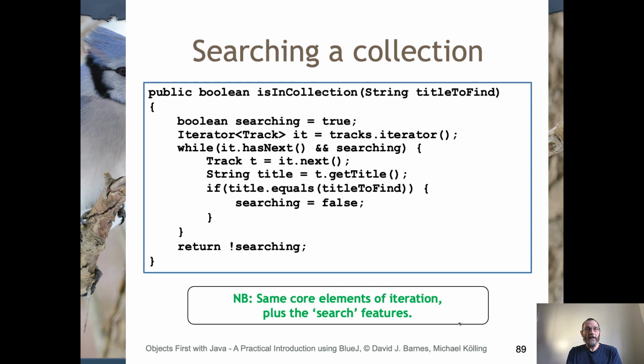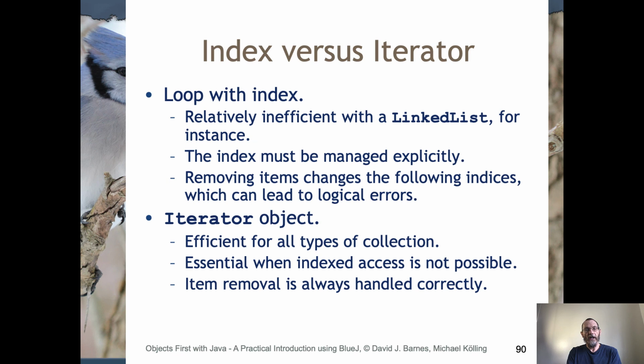So we've now seen several examples that involve either iterating over a collection using an integer index or using an iterator, and we can make some comparisons between the two different ways of doing things. If we consider using a loop with an integer index, for some collection types, including linked list, that will be relatively inefficient. We also have to manage the index explicitly, and it's a very common programming error that people forget to increment by 1 the value of an index and end up with an infinite loop that simply keeps on re-examining the same object each time around.